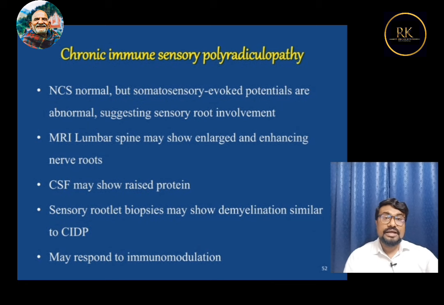NCS will be normal, but somatosensory evoked potentials are abnormal, suggesting sensory nerve root involvement. MRI may show enlarged and enhancing nerve roots, CSF may show raised protein, and sensory root biopsy may show demyelination similar to that of CIDP, and these are responsive to immunomodulators.